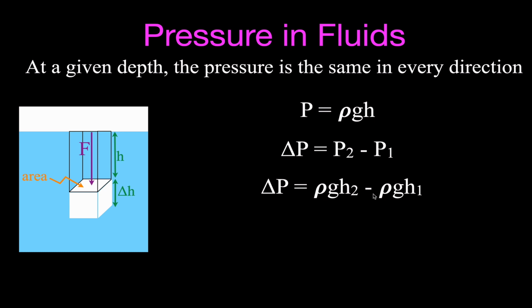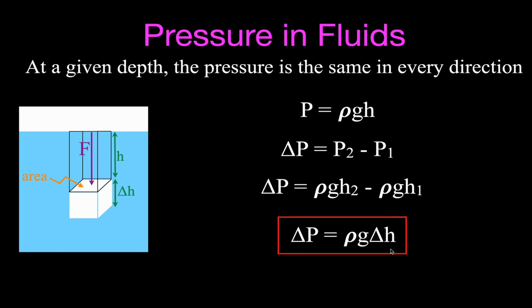The heights are different. So now we're going to factor out, and we can say that that is the change in the height. So this is not the pressure at this depth, but this is the change in the pressure as we go from this height to this height. It is going to be the density of the liquid times the acceleration due to gravity times the change in the height.